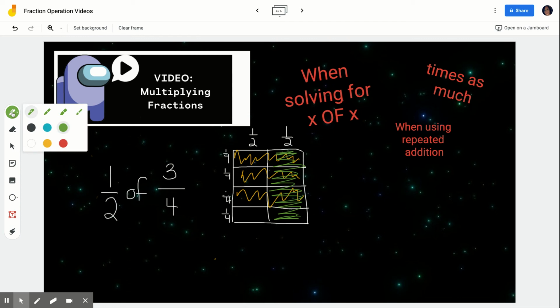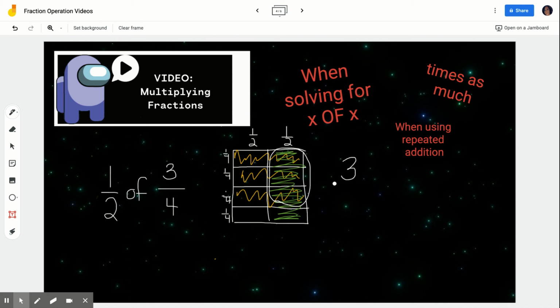So now to solve this or find my product here, I'm going to look for which parts have overlapping shading. We talked about overlapping meaning one laying over the other. And I have 3 parts. 3 parts have overlapping shading out of 1, 2, 3, 4, 5, 6, 7, 8. So 3 out of 8.